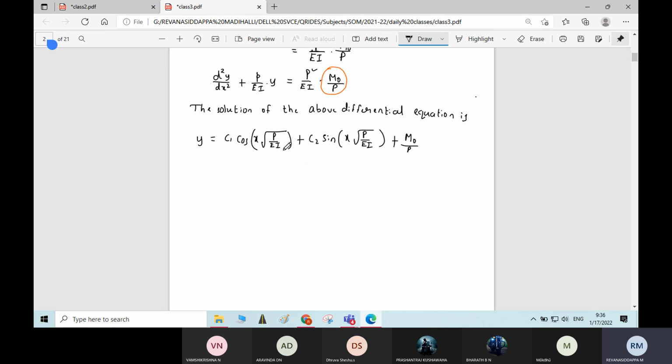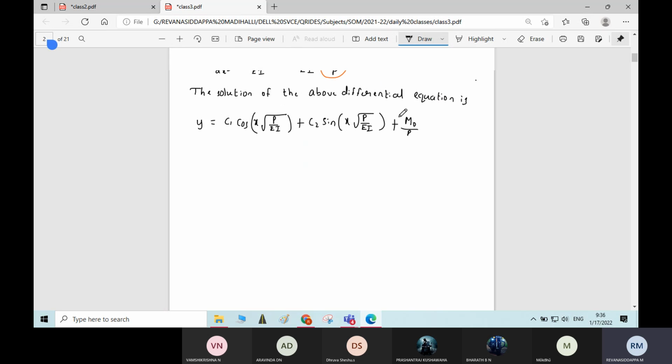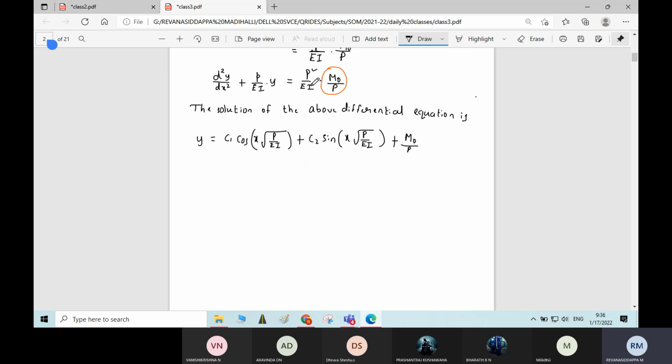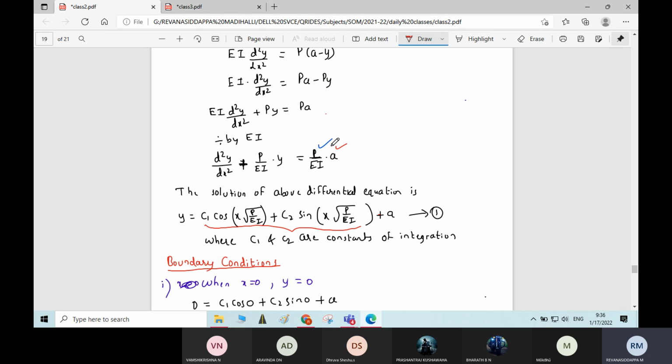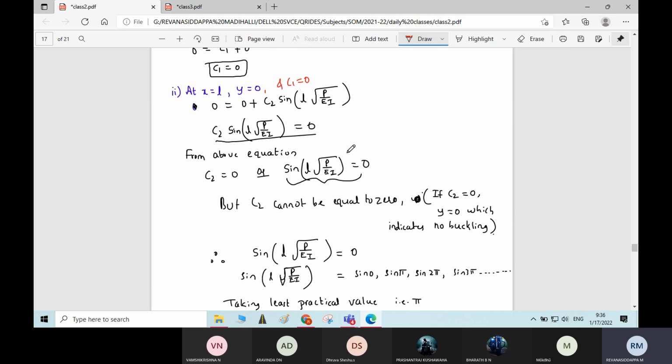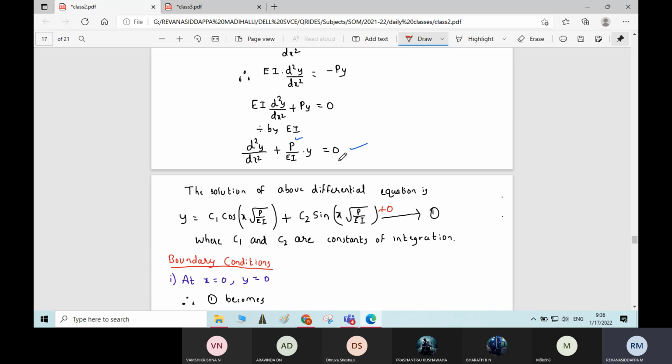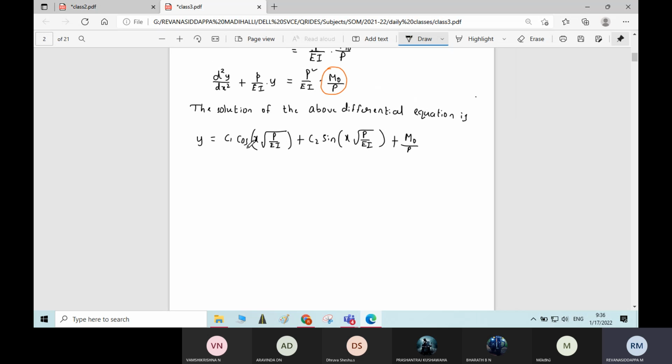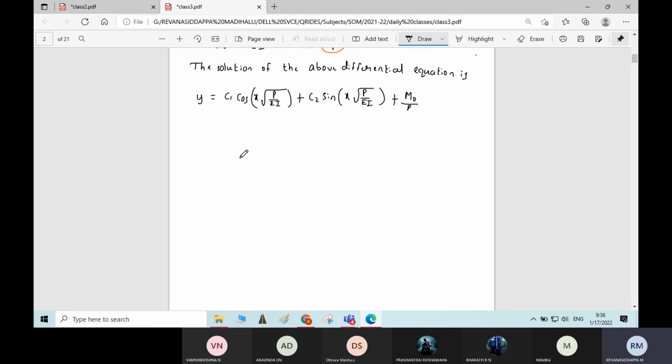So this is the complete solution for the above differential equation: C1 cos x root P by EI plus C2 sin x root P by EI plus the multiplication constant of P by EI, that is M naught by P. In the earlier equation the multiplication constant for P by EI was A, so plus A. Here there is no multiplication constant, so plus 0. In this way, if you remember, you will not make any mistakes or have any confusions in the examinations for any derivations.